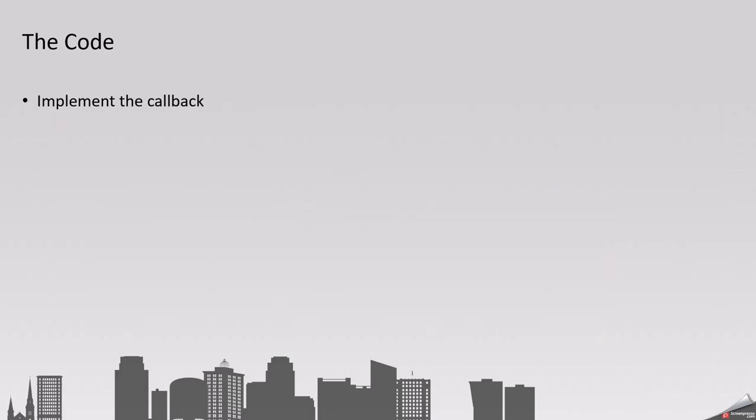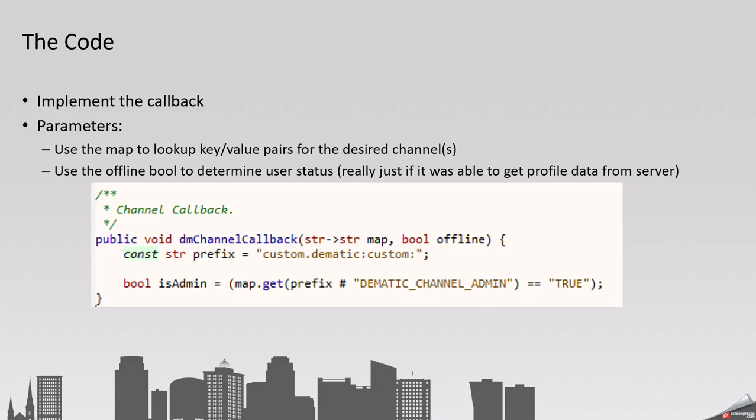The next step is to implement that callback. So you'd get a map, as I mentioned before. The map will contain your key value pairs that you entered when you created those channels, and then there's also an offline Boolean. So you could theoretically check that offline online status and not modify your restrictions if you're offline or something like that.